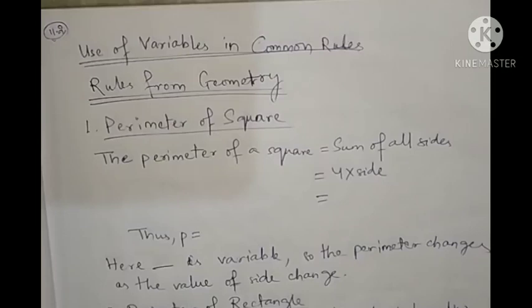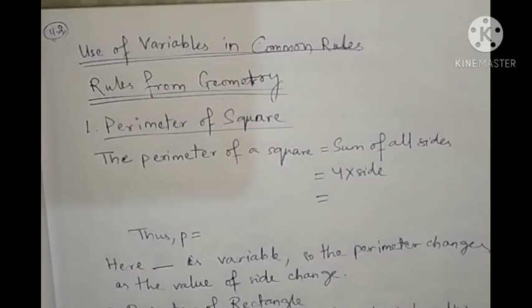The most important part of algebra is the variable. We have studied some patterns and variables. Variables are not fixed values. They are all varying or changing. So today we'll study about uses of variables in common rules, like rules in geometry and rules in arithmetic.